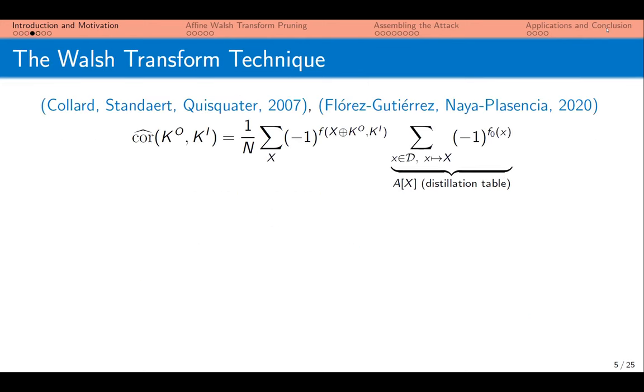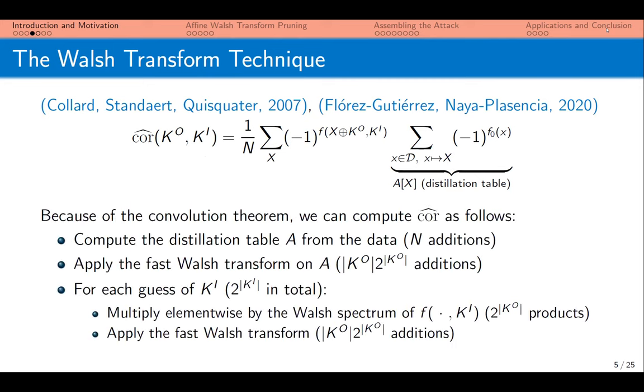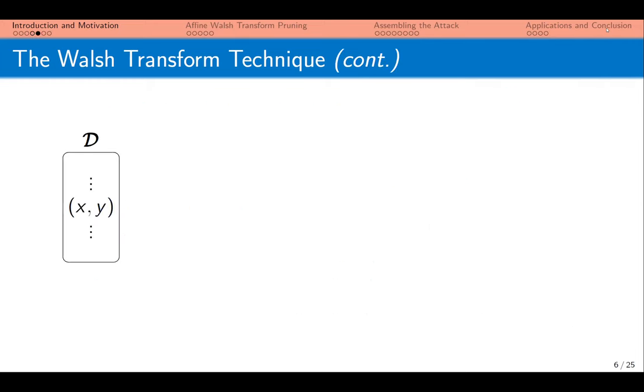A major development was the introduction of the FFT or Walsh transform technique. We start the same way. We build a distillation table from the data sample, and then we process this vector in the following way. First, we apply the fast Walsh transform on this vector. Then, for each guess of the inner key, we multiply this vector by the Walsh spectrum of the key recovery map. We apply the fast Walsh transform again, and we obtain all the experimental correlations for this inner key guess.